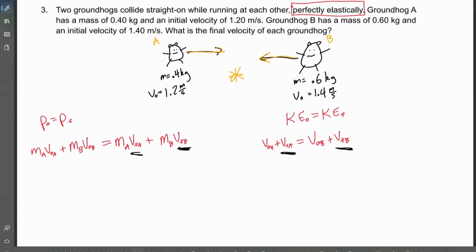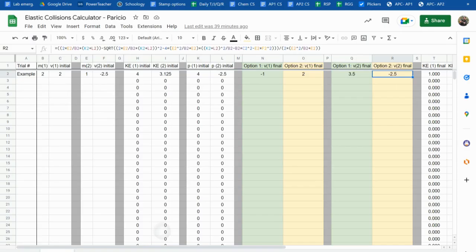Groundhog B is going to come back and bounce that way, and groundhog A will come back and bounce in this direction. So this will be a negative and this will be a negative. We need the velocity of A final to be a negative number. Okay, so let's plug this all in.